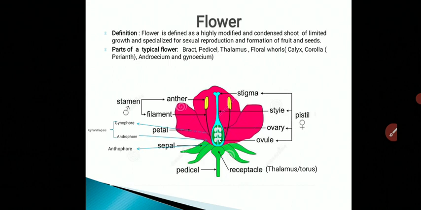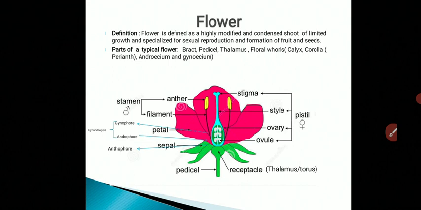Now let's discuss the different parts of a typical flower. Generally bract, pedicel, thalamus, perianth, calyx, corolla, androecium and gynoecium are the parts of a typical flower. This diagrammatic representation of a flower shows all those parts. Starting from the bottom, there is a pedicel which at the end forms a thalamus or receptacle. On the thalamus there is an arrangement of four different whorls of the flower.